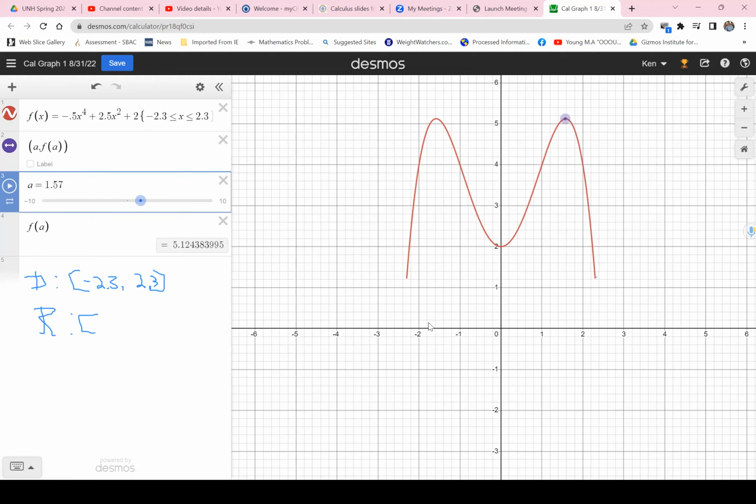.12. So 1.23 to 5.12. So if we go to our annotate again, it's 1.23 or 5.12. Close the bracket. Inclusive. Okay, why don't you take a pause and you practice that.